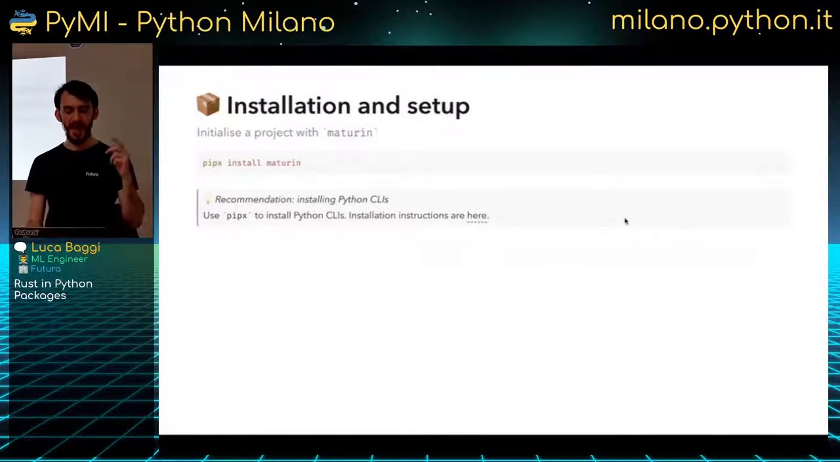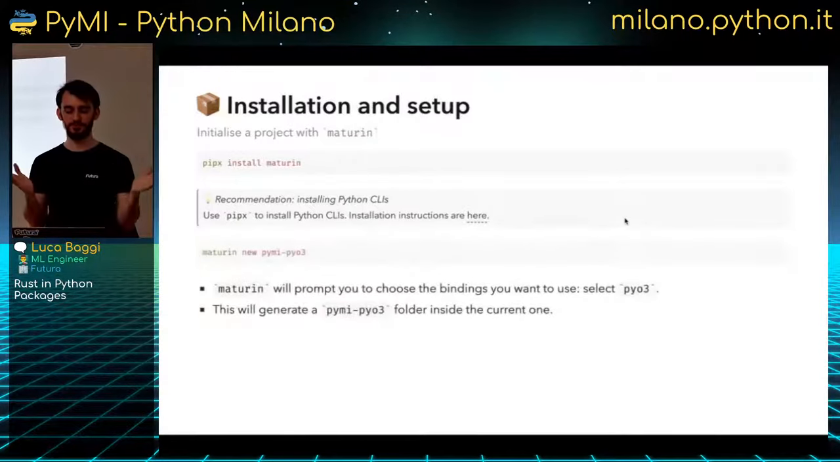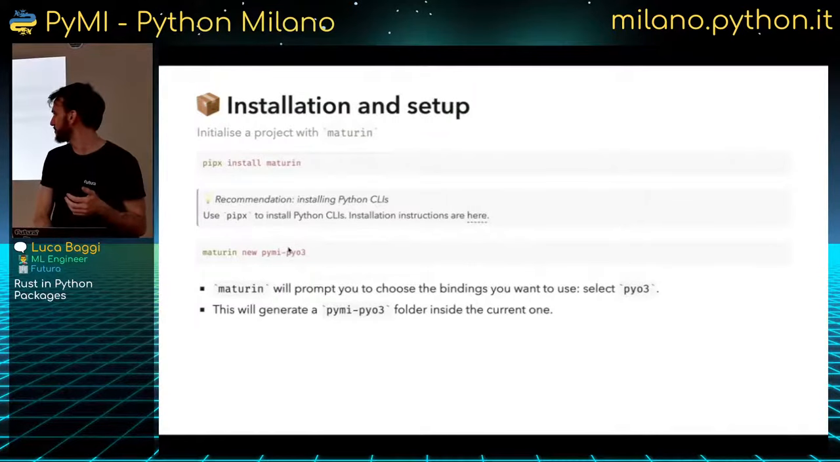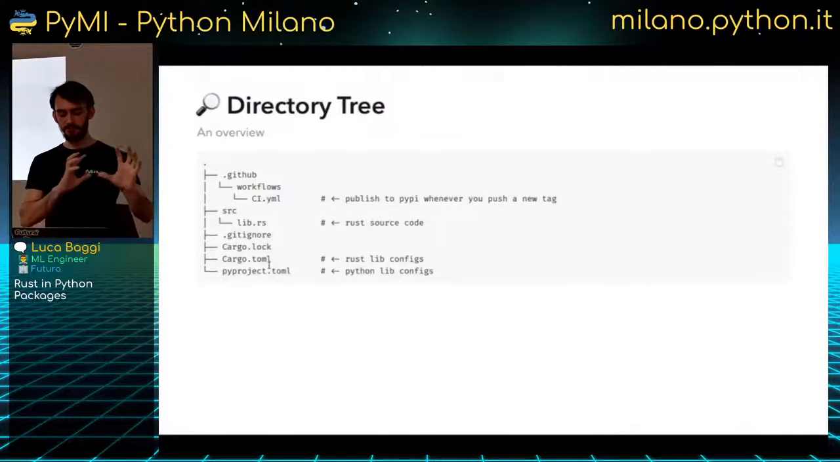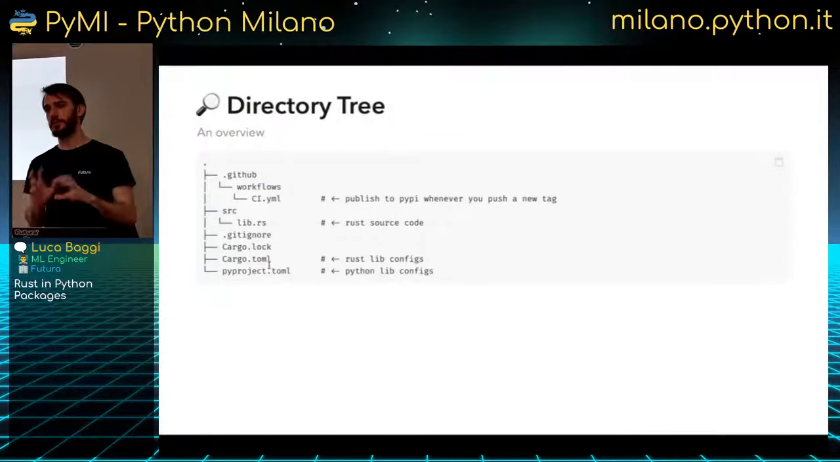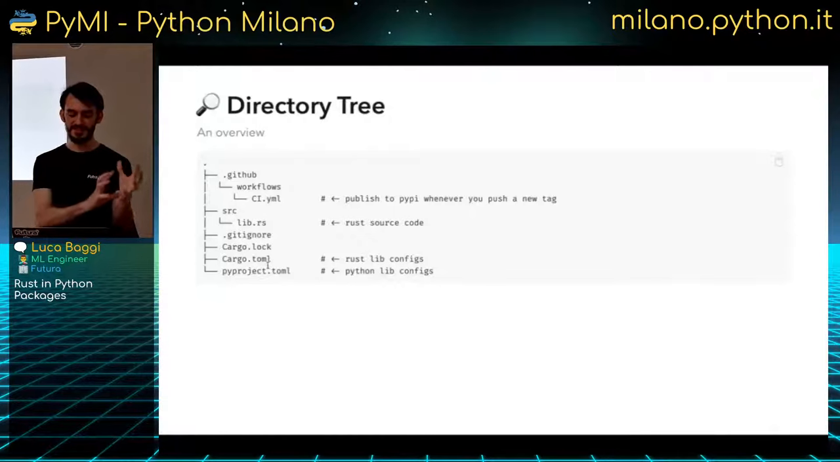way. And then you will use this beautiful command, maturin new, and then you tell it the name of the project that you want to use. In this case, I use the same name as tonight's talk. And maturin will prompt you to choose a library that will be used for your bindings. And we will select PyO3. And just to give you a broad overview, and then we will move on to the practical coding example, this is the thing that would be created.